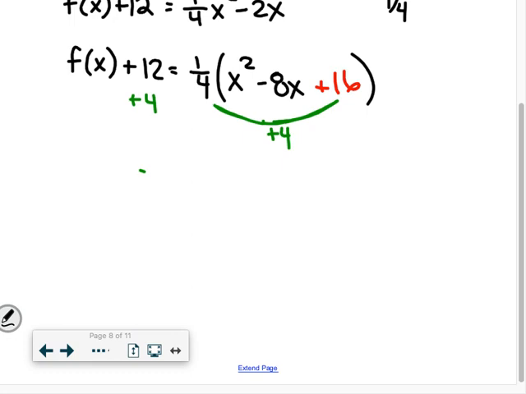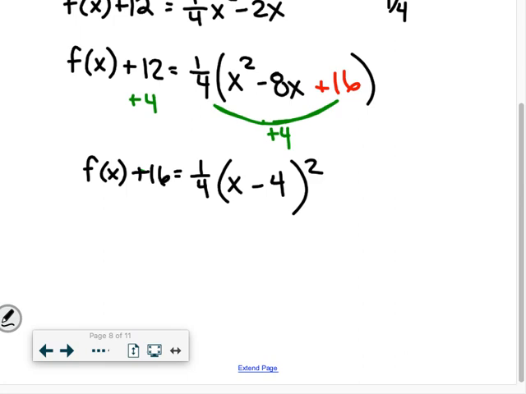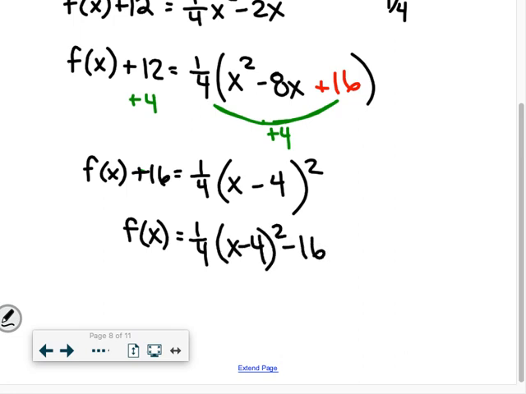Finish it up. F of x, this is plus 16 equals 1/4. X will be my first term here. It's half of the middle term. What's the square root of the last term? 4, because the middle term is negative, it should be negative 4. And then move my term to the other side. Some people may do this in one step. And there's a minus 16. Okay.